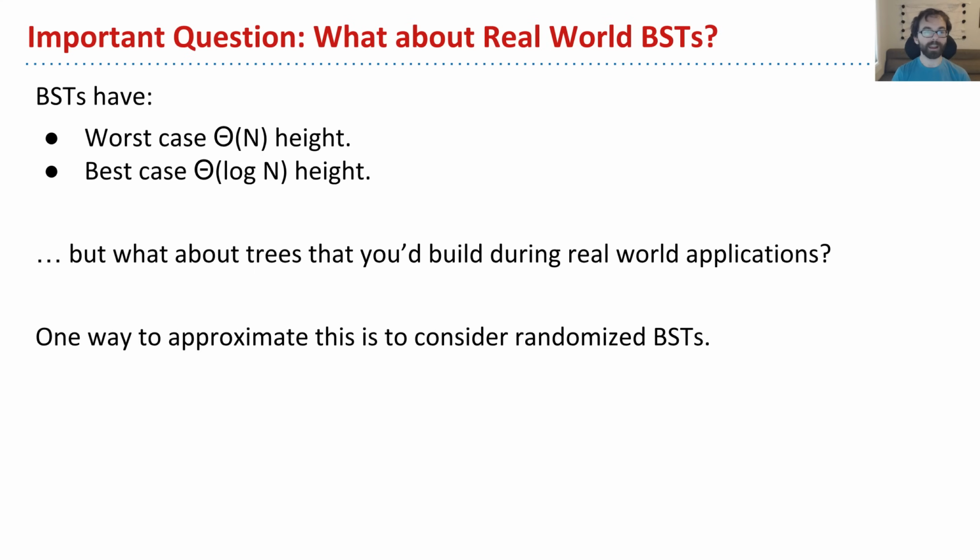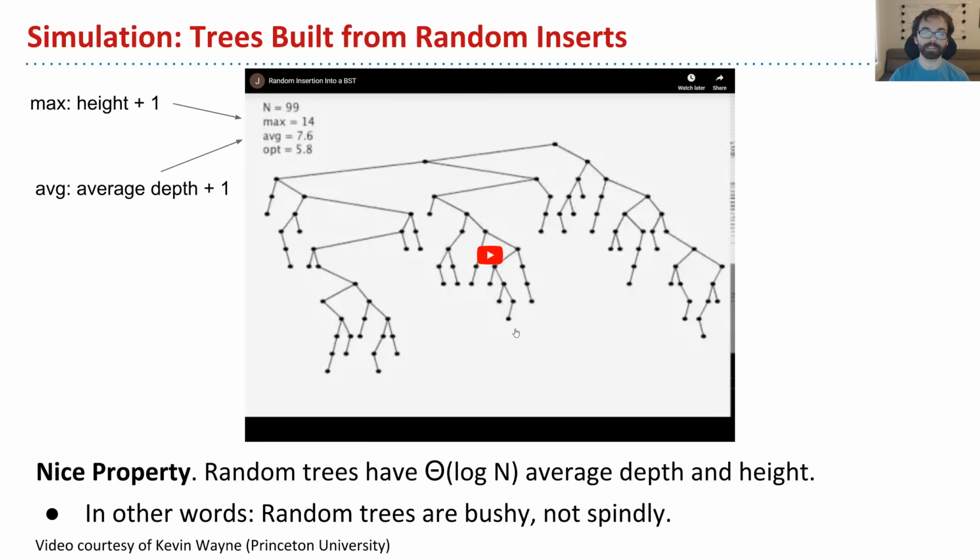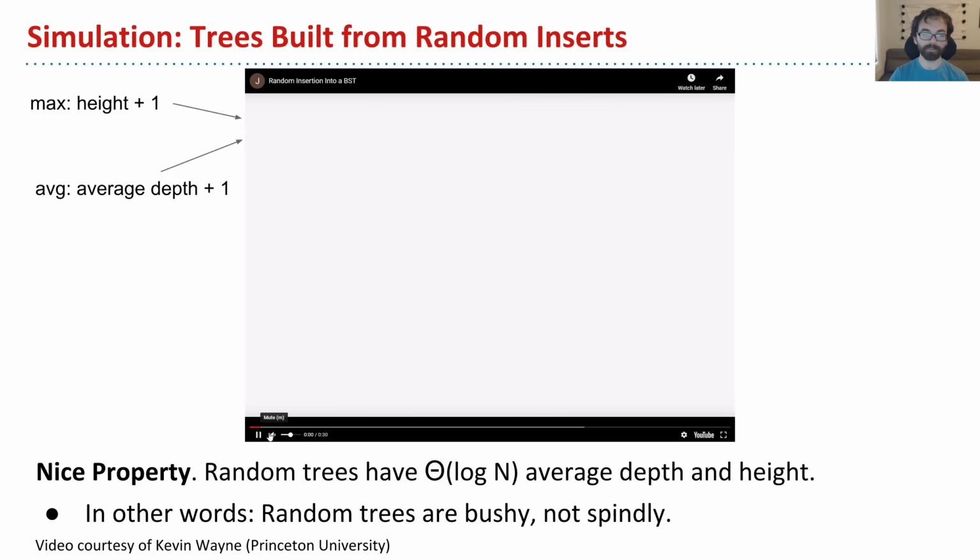So what we know now, and have seen in great detail, is that in the best case we have log n height, in the worst case it's n height. And so now the question arises, namely, what about trees that you'd build during real-world applications? If I'm using a set to keep track of, I don't know, members of my club or whatever, what's going to happen? Am I going to get something that looks spindly, something that looks bushy? And so one way to approximate this process is to consider totally randomized BSTs. So this is a simulation created by Kevin Wayne at Princeton, where I used to work.